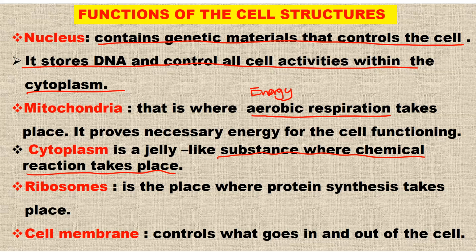So the cytoplasm is simply the space inside the cell which houses other cell parts such as the nucleus, the chloroplast, the mitochondrion, Golgi apparatus, and all those. So it is very important that you understand this. Then what about ribosomes? That is where protein synthesis takes place. So if the cell has ribosomes, just know that proteins are synthesized in the ribosome. So ribosomes are mainly for protein synthesis.